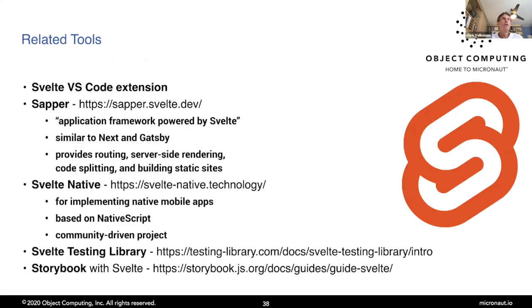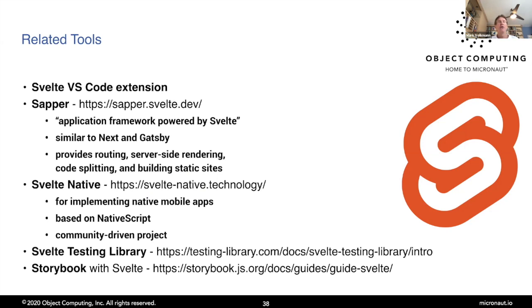So here are some tools related to Svelte that you might want to consider. First is that the VS Code IDE has a really good Svelte extension that helps you in writing your code. Second is Sapper, which is a framework that builds on top of Svelte. It's similar to the way that Next builds on React, and Gatsby does a similar thing. So Sapper provides routing between your components so that you can map URLs to pages of your app. It gives you server-side rendering of the first page that you visit.